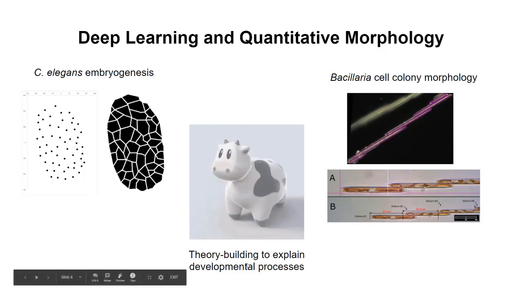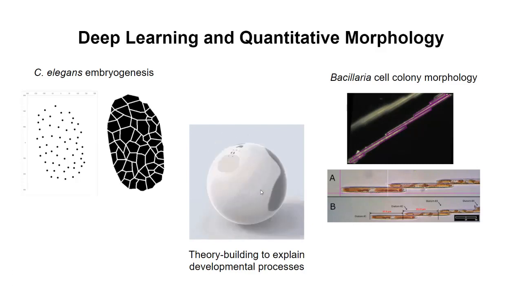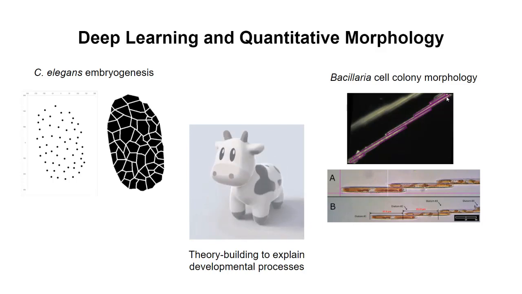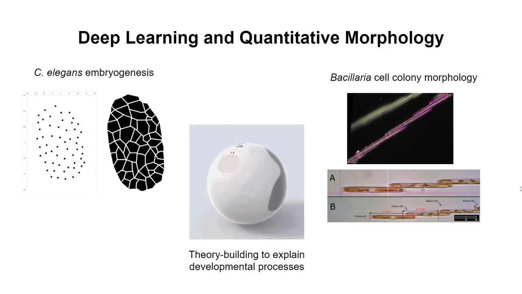We also can use theory building to explain developmental processes, so explaining how we go from a sphere to this asymmetrical cow. You can see in this GIF that that's sort of an idealized process, but that's what we're interested in. And then we're also looking at things like Bacillaria cell colony morphology. This is a little bit beyond conventional development, but we're looking at applying these techniques to other systems and understanding things like movement and other phenomena.